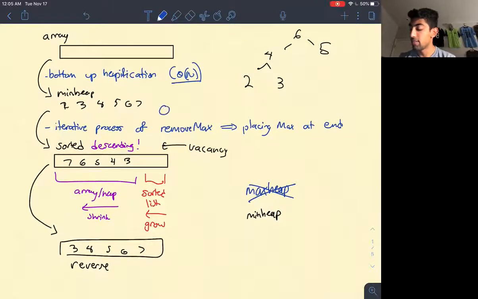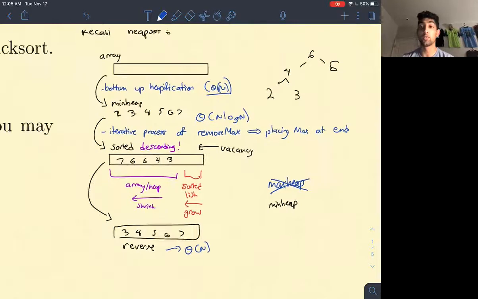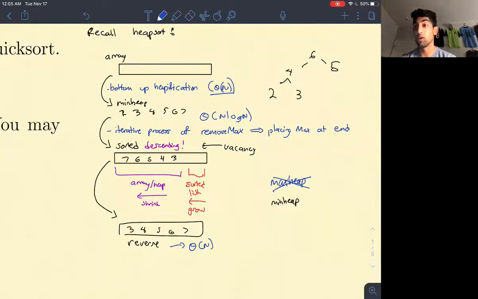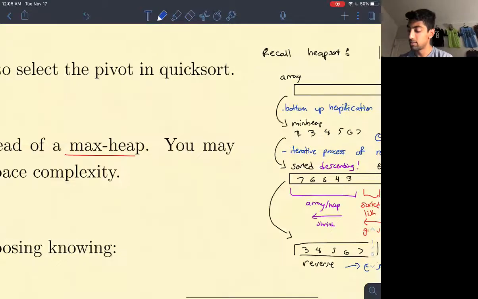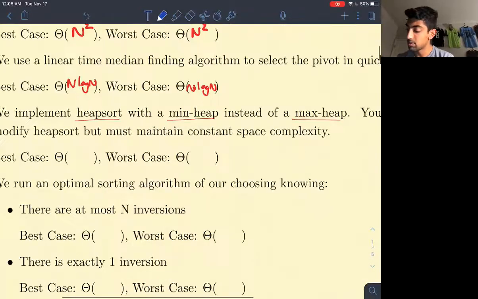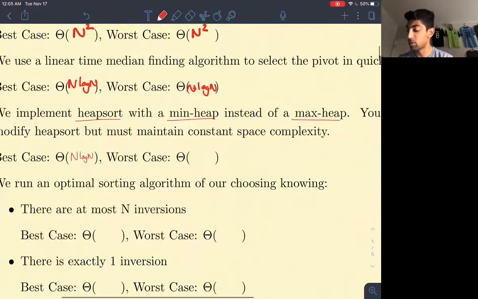So we have n and n log n from before, and the reverse operation takes n time. So we see the total runtime hasn't changed. It's just a bit more complicated. So what we're going to see here is that the worst case is n log n, and the best case and worst case are both n log n.